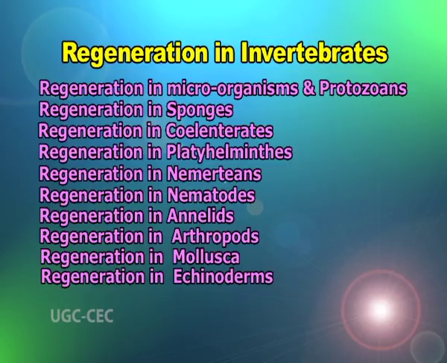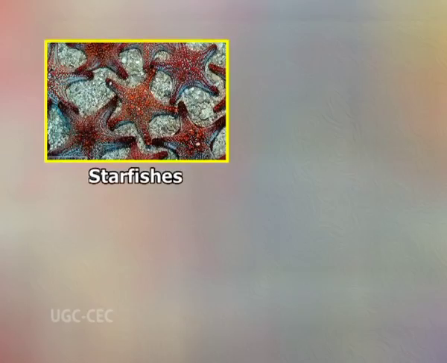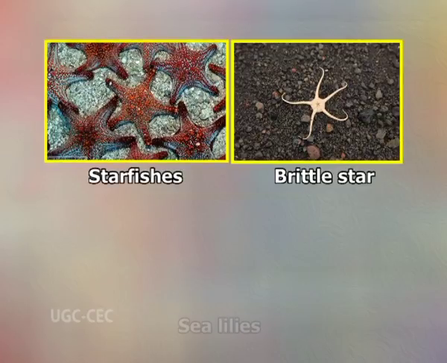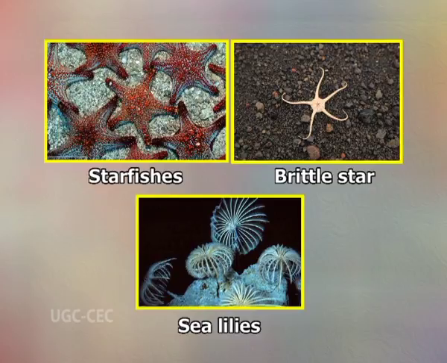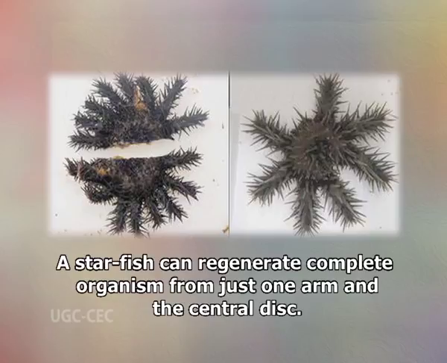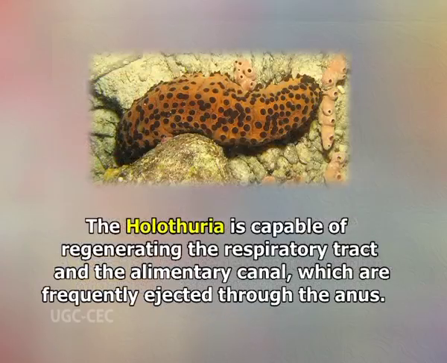Regeneration in echinoderms. The starfishes, brittle star and sea lilies can regenerate arms and parts of the disc. A starfish can regenerate a complete organism from just one arm and the central disc. The Holothuria is capable of regenerating the respiratory tract and the alimentary canal, which are frequently ejected through the anus.